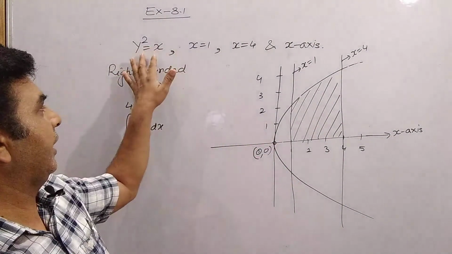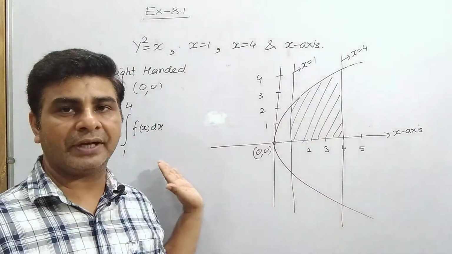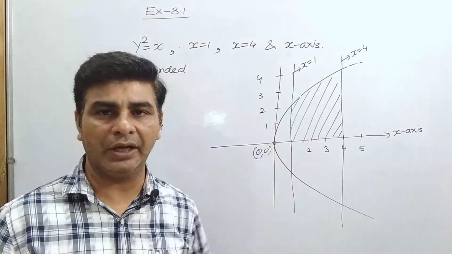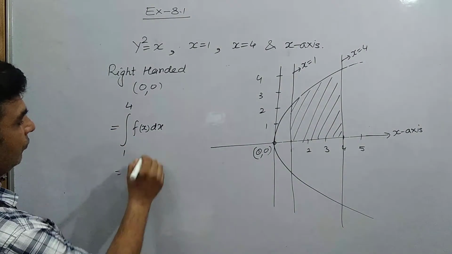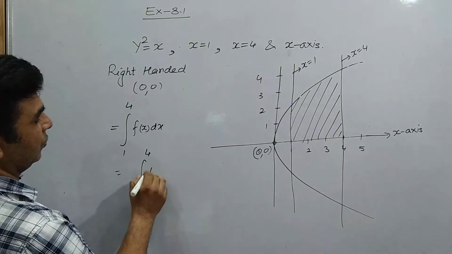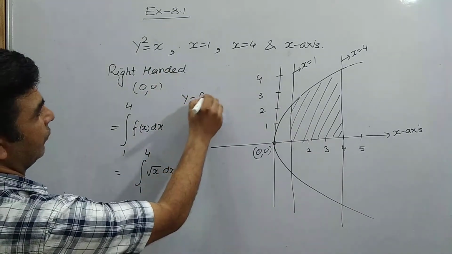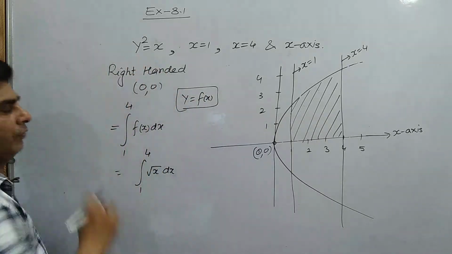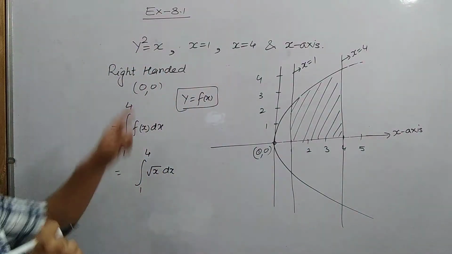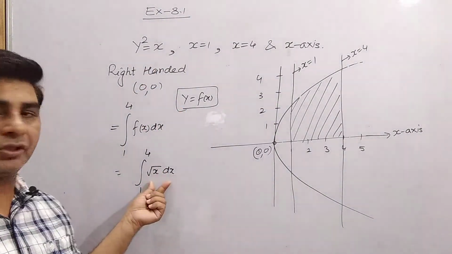So from the right-handed parabola we need to find the value of y, because f of x is nothing but the value of y. So this will be given by integration going from 1 to 4 root x dx, because y and f of x both are equal to each other. So if you want to find the value of f of x, then this is given by y is equal to f of x. So here this is your root x.